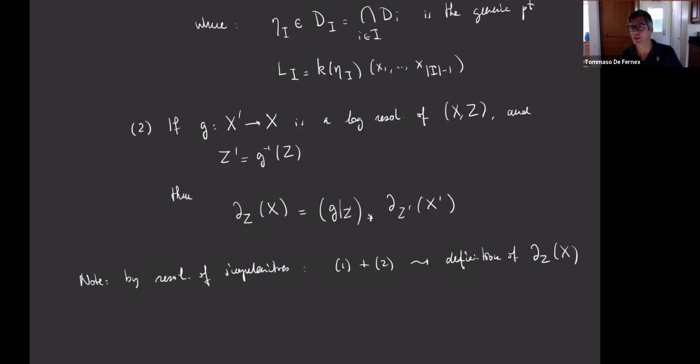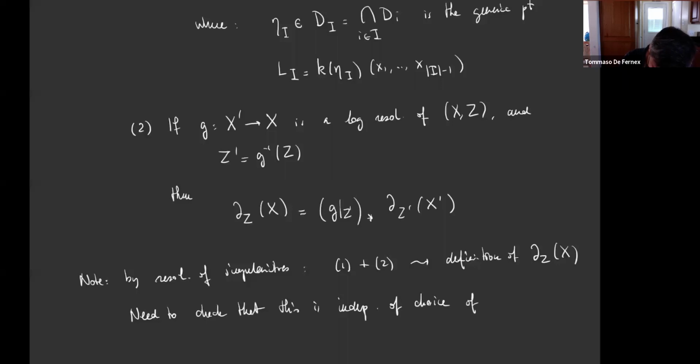The only thing to check is that in this definition, you need to check that this is independent of the choice of resolution. But this is done by the same kind of computation that we did last time in showing that the specialization map was independent of the choice of resolution. So you just need to pick up two different log resolutions and then apply the weak factorization theorem to go from one to the other. And then you study one blow up at a time.